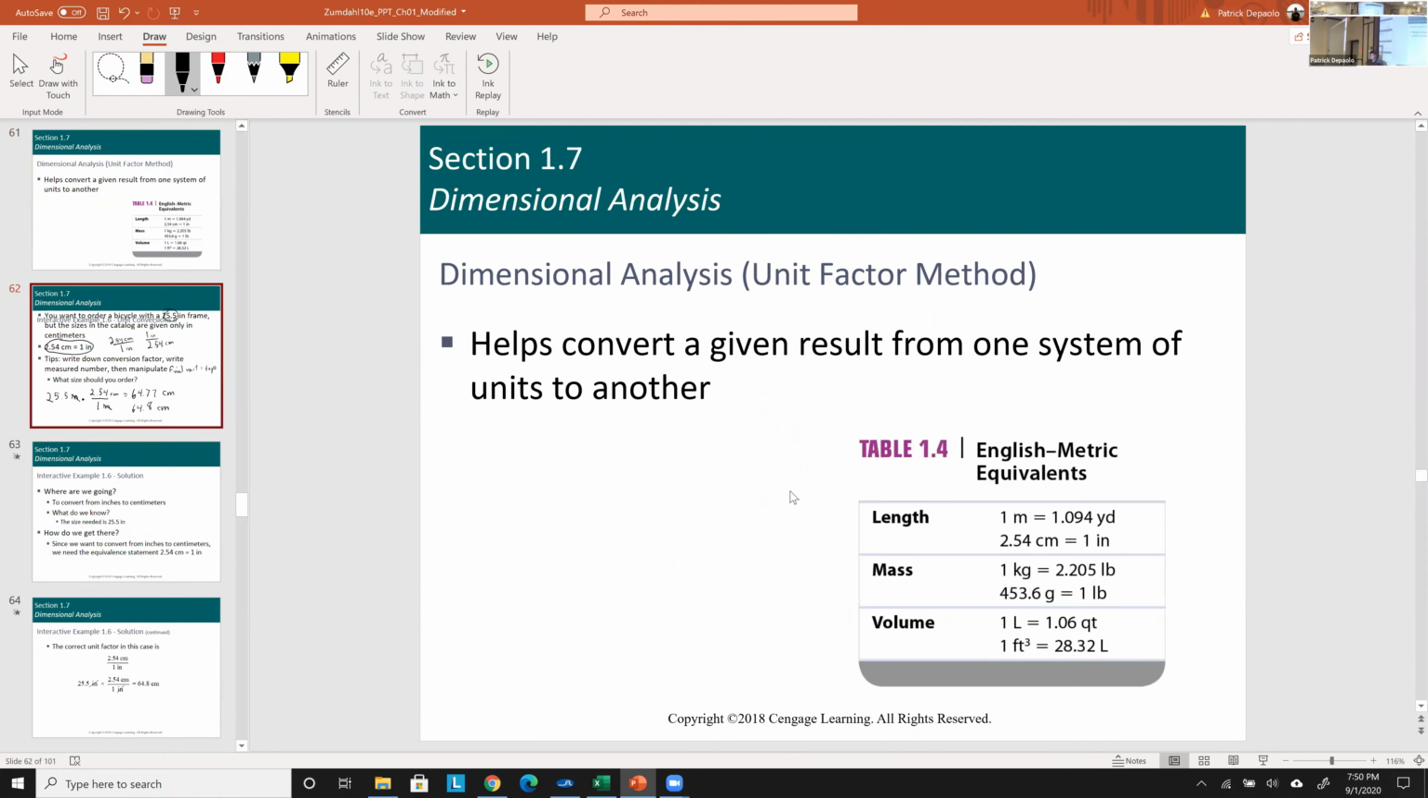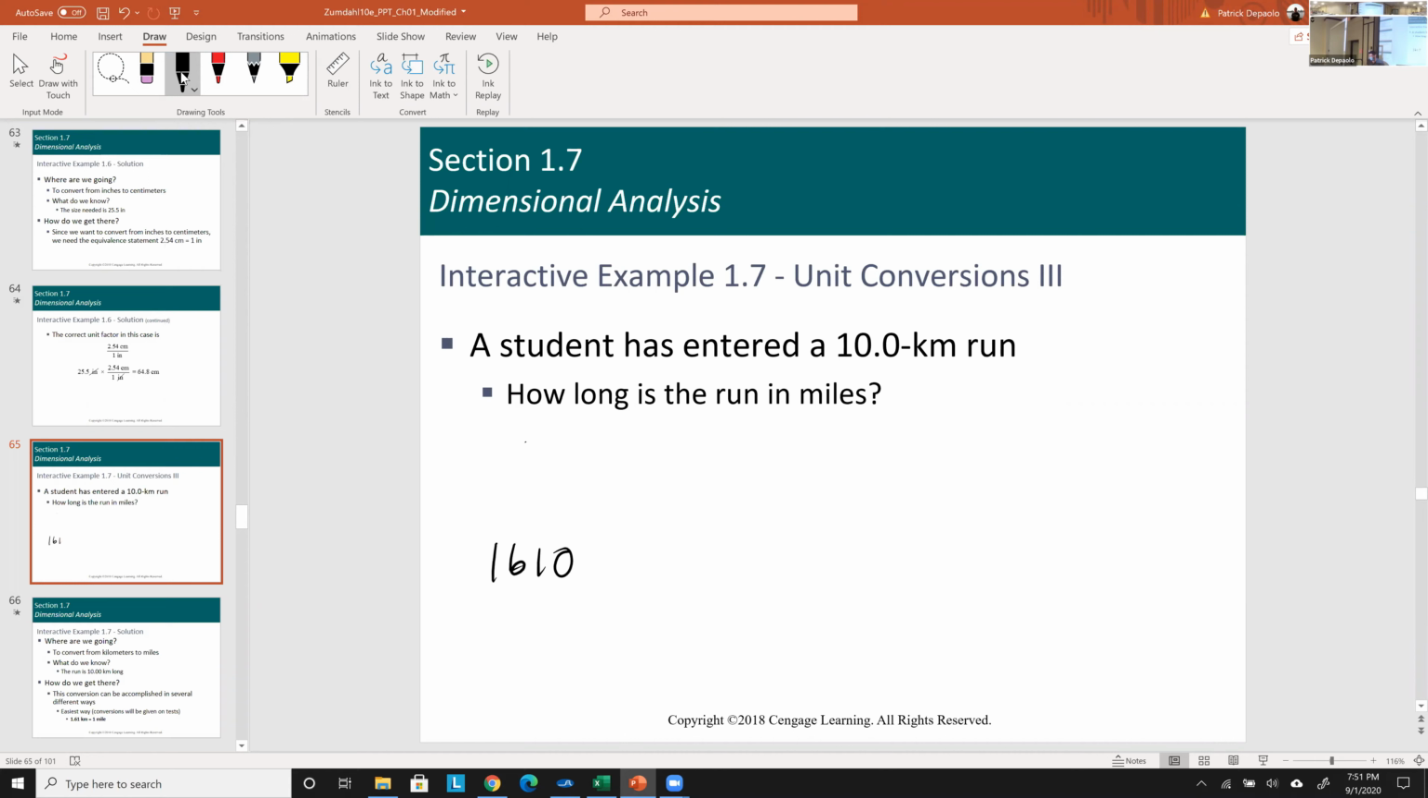So let's do another one. Miles and kilometers. A student has entered a 10K run. How long is their run in miles? First, we're going to write down the equalities. So we have 1,610 meters equals 1 mile. What if I just gave you that? You could still solve this, right? And now we are going to write down the measured number, which is 10.0 kilometers.